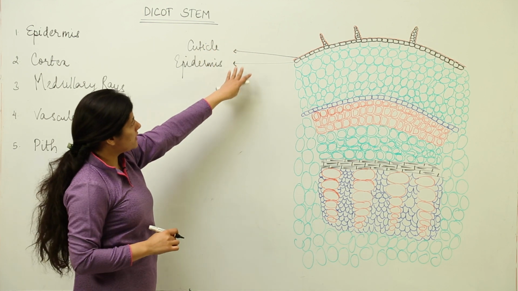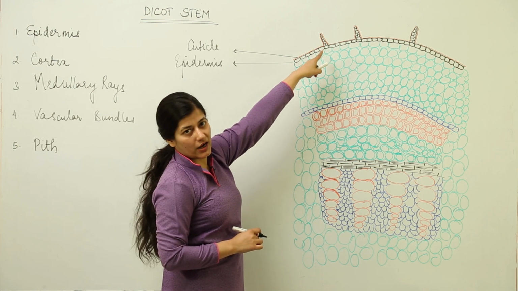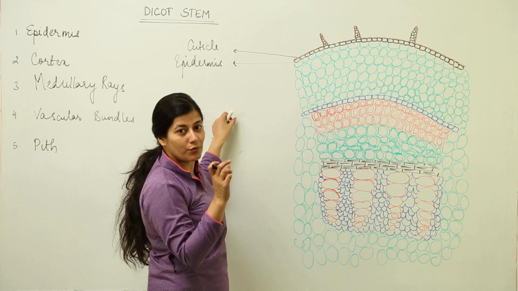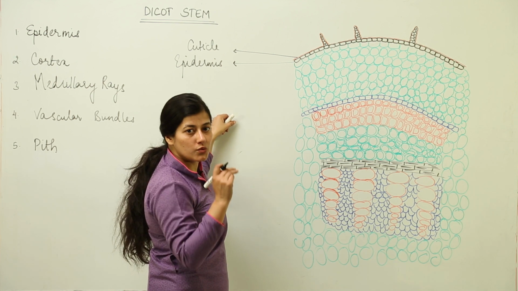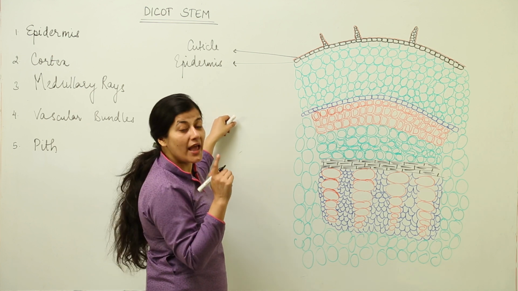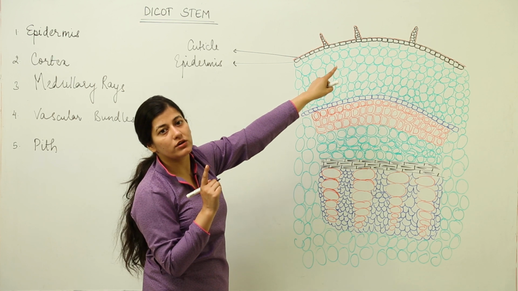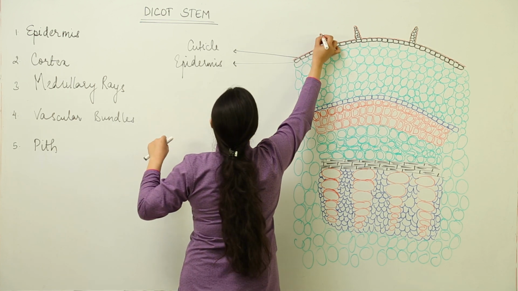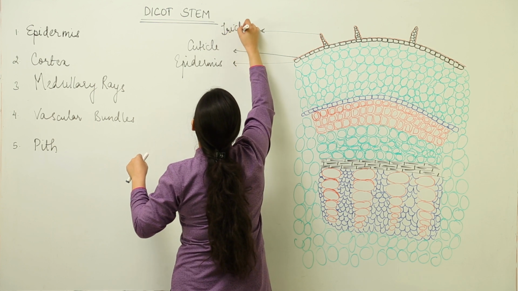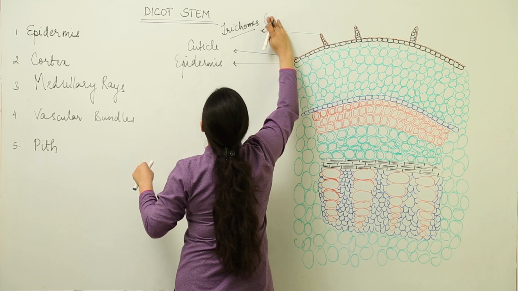Now this cuticle is there, epidermis is there. From the epidermis you can see that there are multicellular projections, unlike epiblema where we had epidermal cells only elongating their cell walls and forming the root hair. Over here we have multicellular projections known as trichomes. Please remember this term. These trichomes are otherwise known as stem hair.